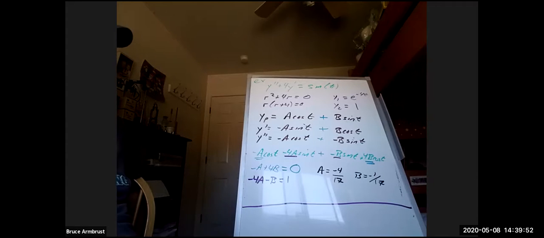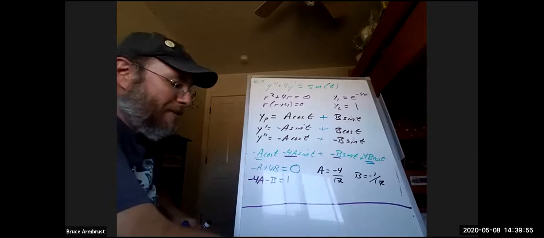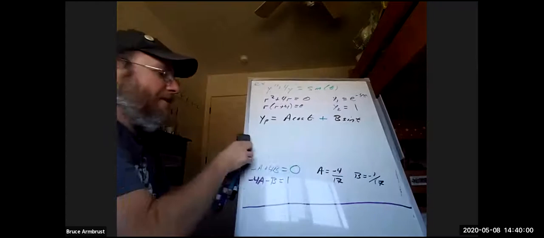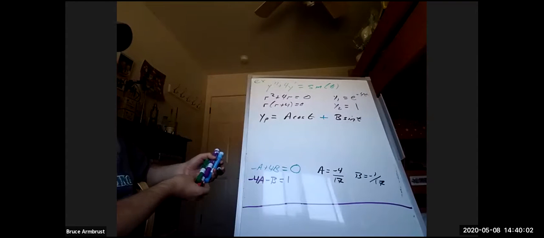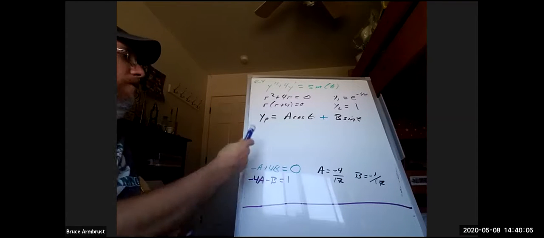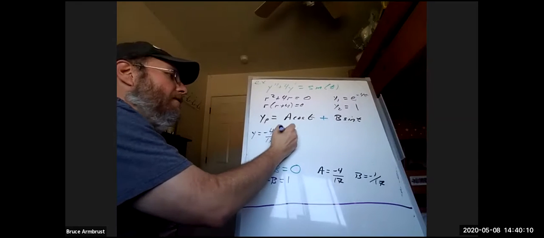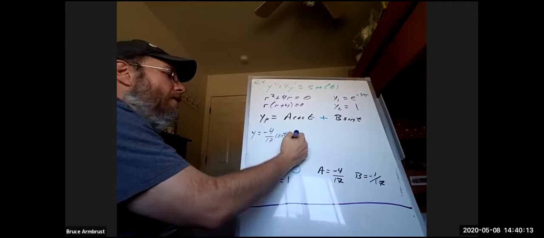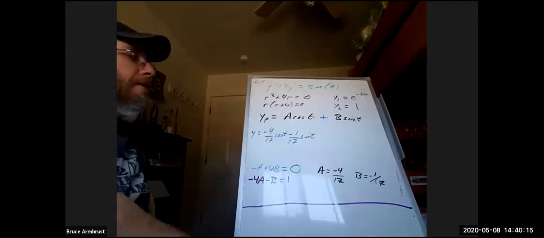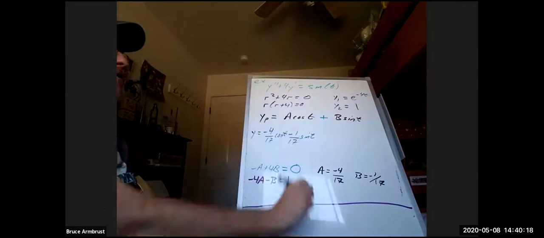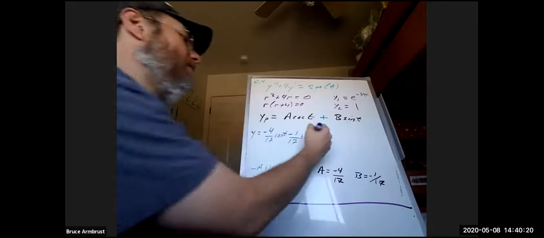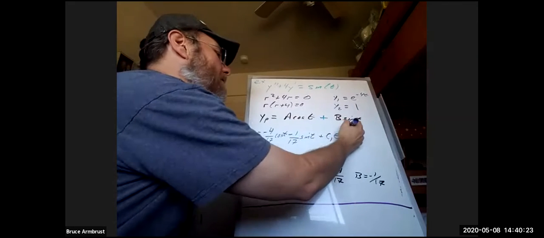All right, so there's our a and our b, but now that means we've got our particular. So we can put that all together, and here's our solution. Our solution is going to be y equals minus 4/17 cosine minus 1/17 sine. Let's put the a's and b's in there. So there's our particular solution plus C1 e to the minus 4t plus C2 times 1.